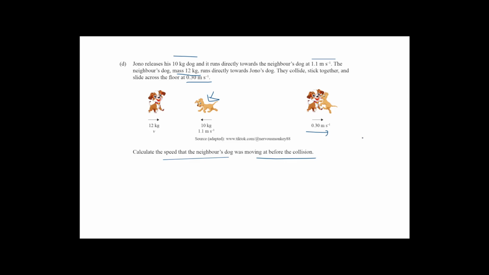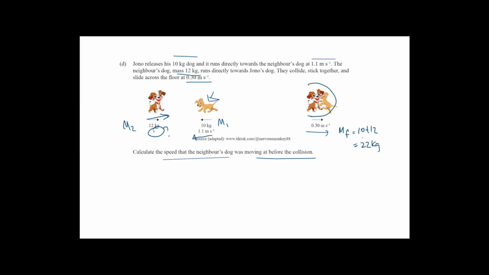So let's pluck out what we know here. This is the mass, let's say mass 1. This is mass 2. The direction is that. We don't know this velocity and we need to find it. And this one has a velocity going that way of 1.1 meters per second. And the final mass is going to be these two added together, which is going to be 10 plus 12. So it's going to be 22 kg.